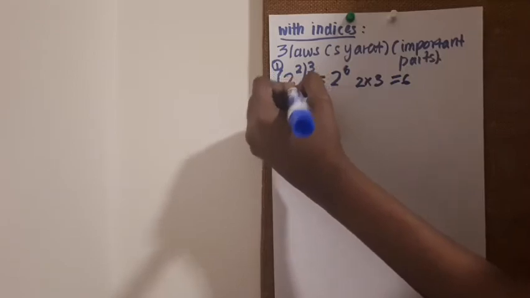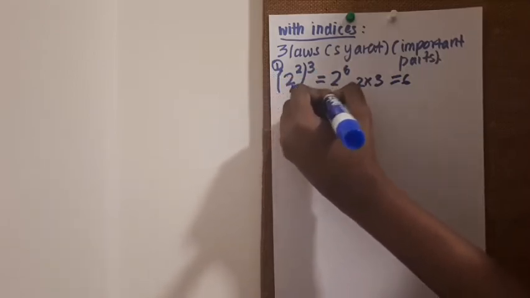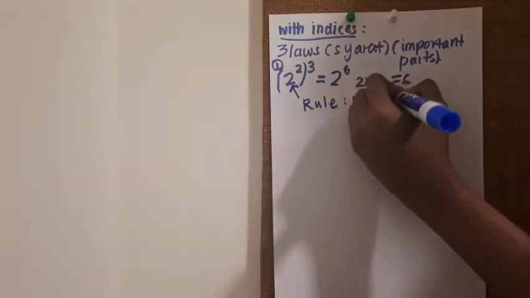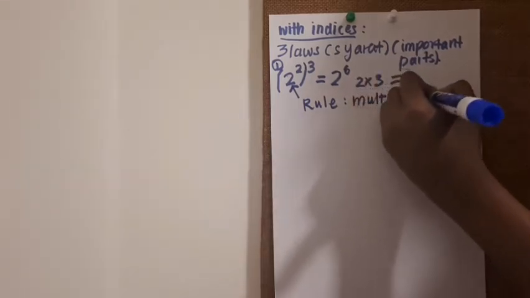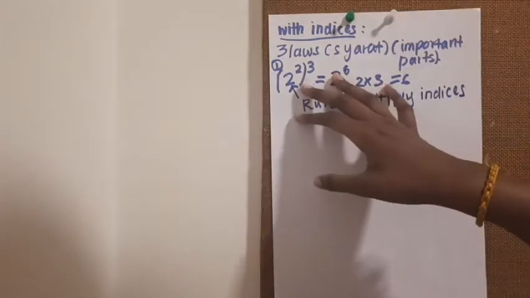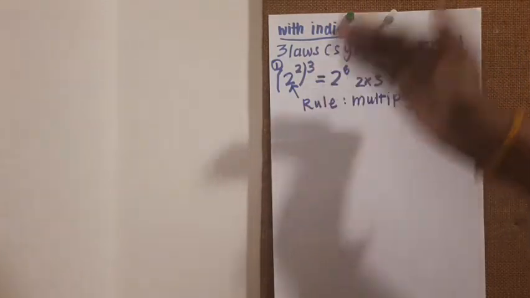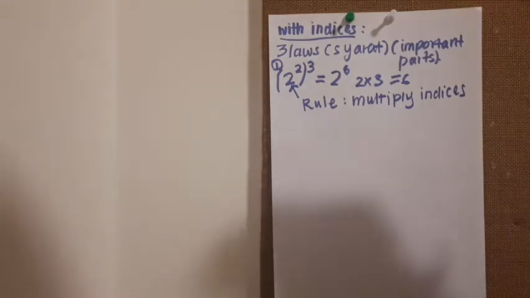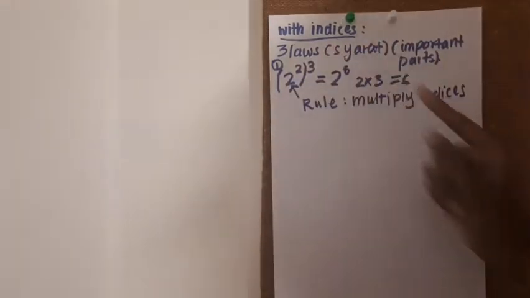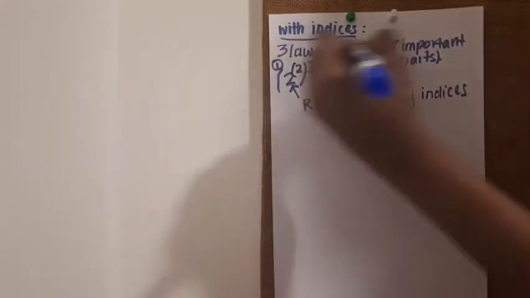So the rule here is multiply indices. Remember, not the base, because base is something which is usually below. So now we did not multiply the base, we multiplied these two things here.